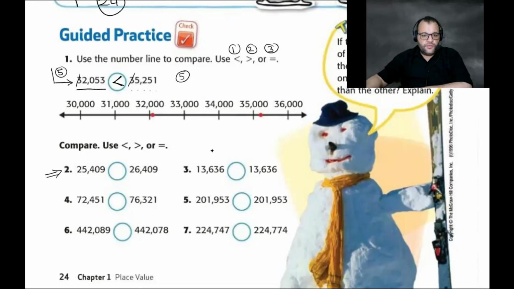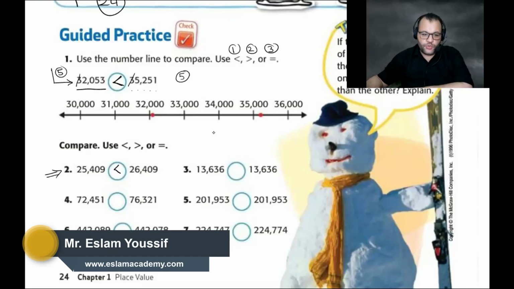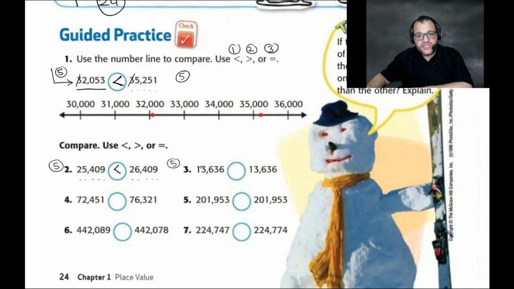Number 1. So how we can compare between the two numbers? To compare between the two numbers, you need to count the digits. How many digits do you have? We have 1, 2, 3, 4, 5. That's 5 digits. And we have 1, 2, 3, 4, 5. That's also 5 digits. So they have the same number of digits.